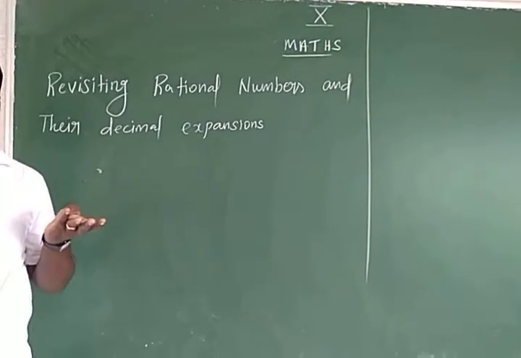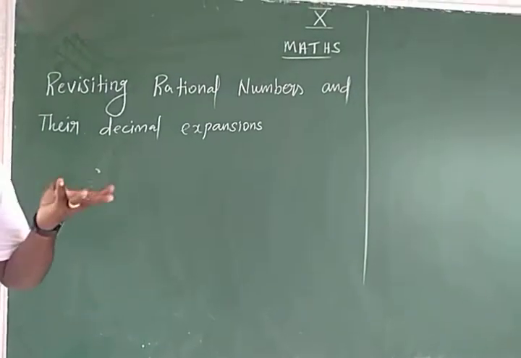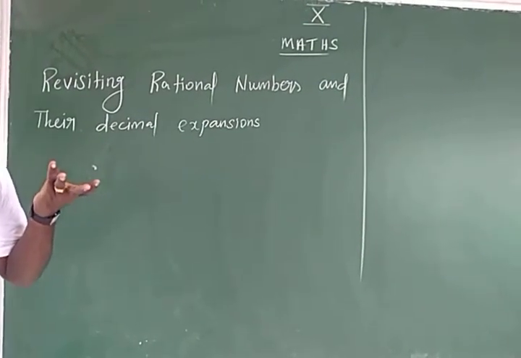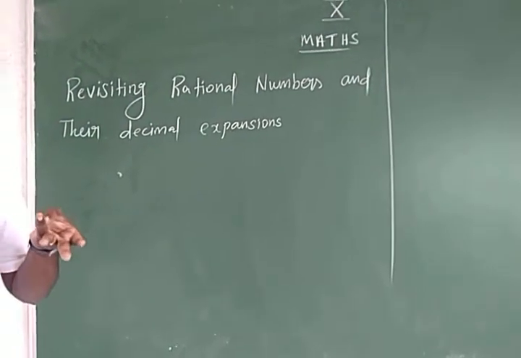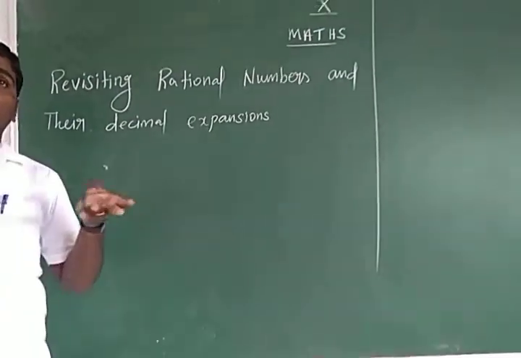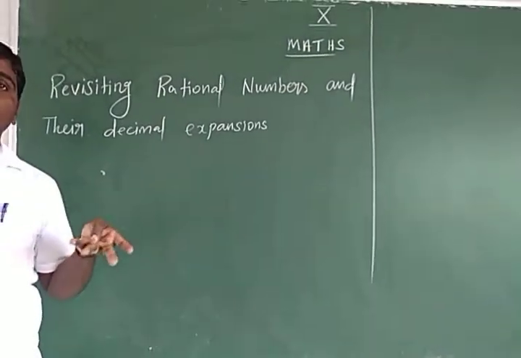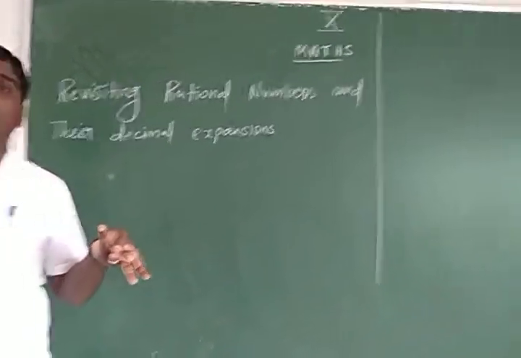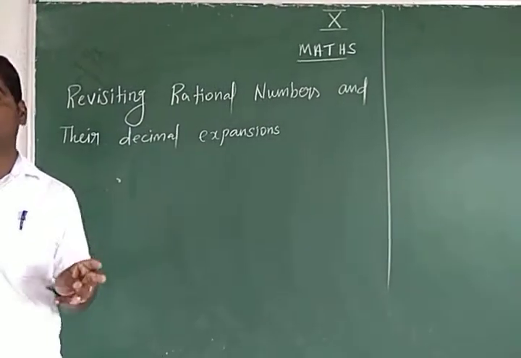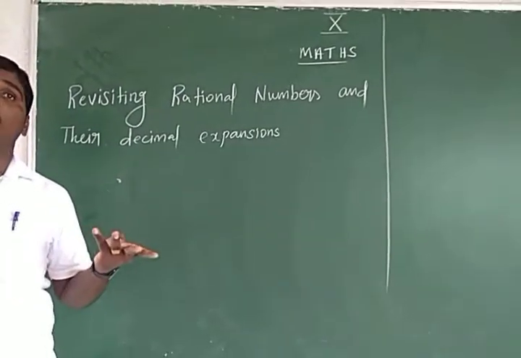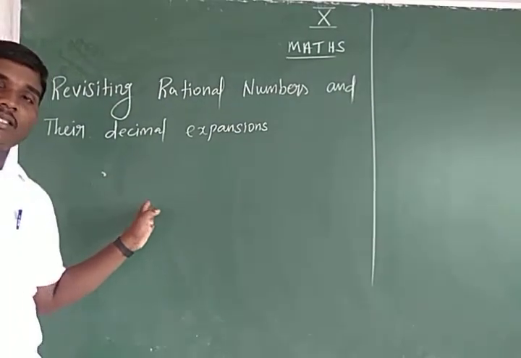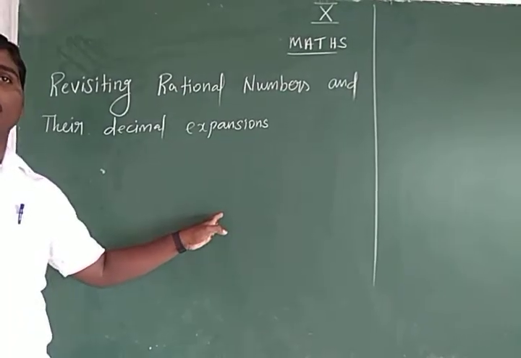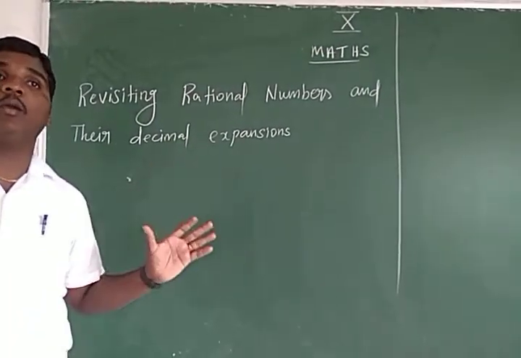Two concepts are there. First, a rational number may be terminating. Another one, non-terminating and repeating. The decimal expansion is non-terminating, and at the same time it repeats one block.